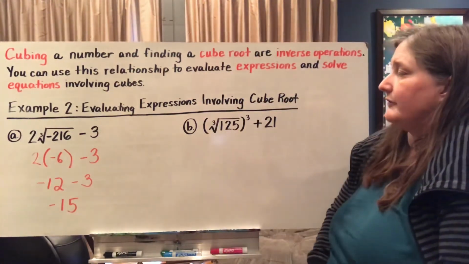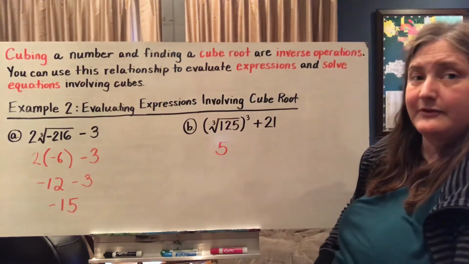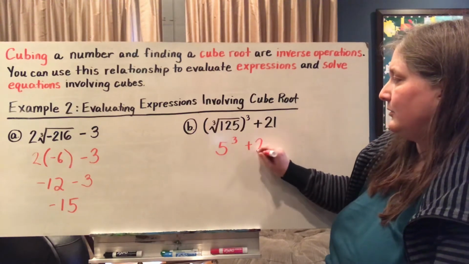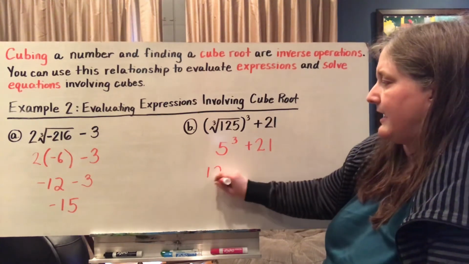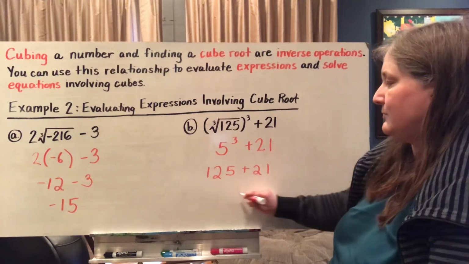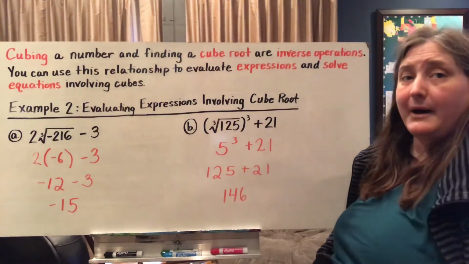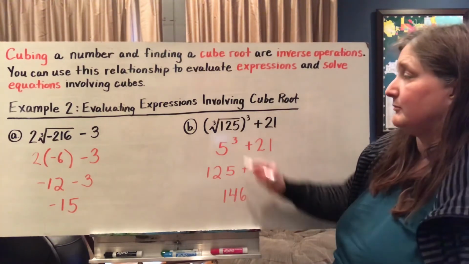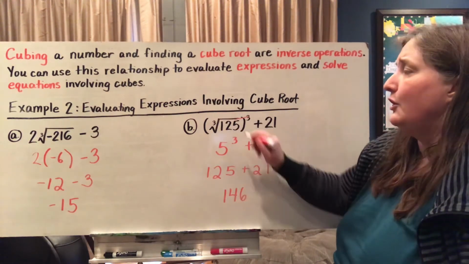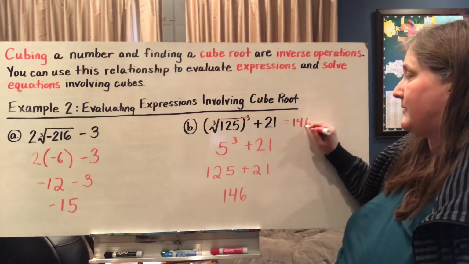The cube root of 125 is 5. 5 times 5 times 5 will give us 125. And then I'm cubing it again, which gives us 125. And then I'm adding on my 21, which gives me a total of 146. But I could have done this a little shorter because when I see cube root and cube, they cancel out. I could go straight to the 125 plus 21 and get 146 right away.